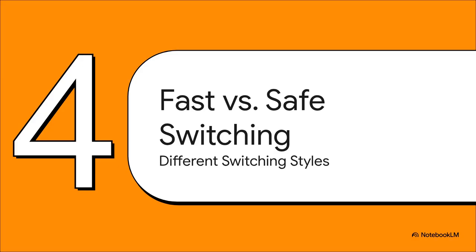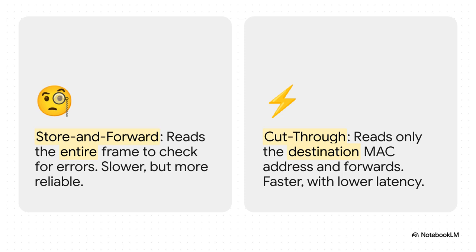Okay, so we've established that switches are smart. But not all smart devices work the exact same way. Switches have a couple of different styles for how they handle the mail, and it's basically a choice between being fast or being extra safe. You've got store and forward, which is like the super careful mail sorter. It waits for the entire letter to arrive, checks it for any damage or errors, and then sends it to the right mailbox. It's really reliable, but it adds a tiny delay. And then you have cut through, which is just fast and furious. It only reads the destination address and immediately yeets the frame toward the right port. It's way faster, but there's a small risk it could forward a corrupted message.